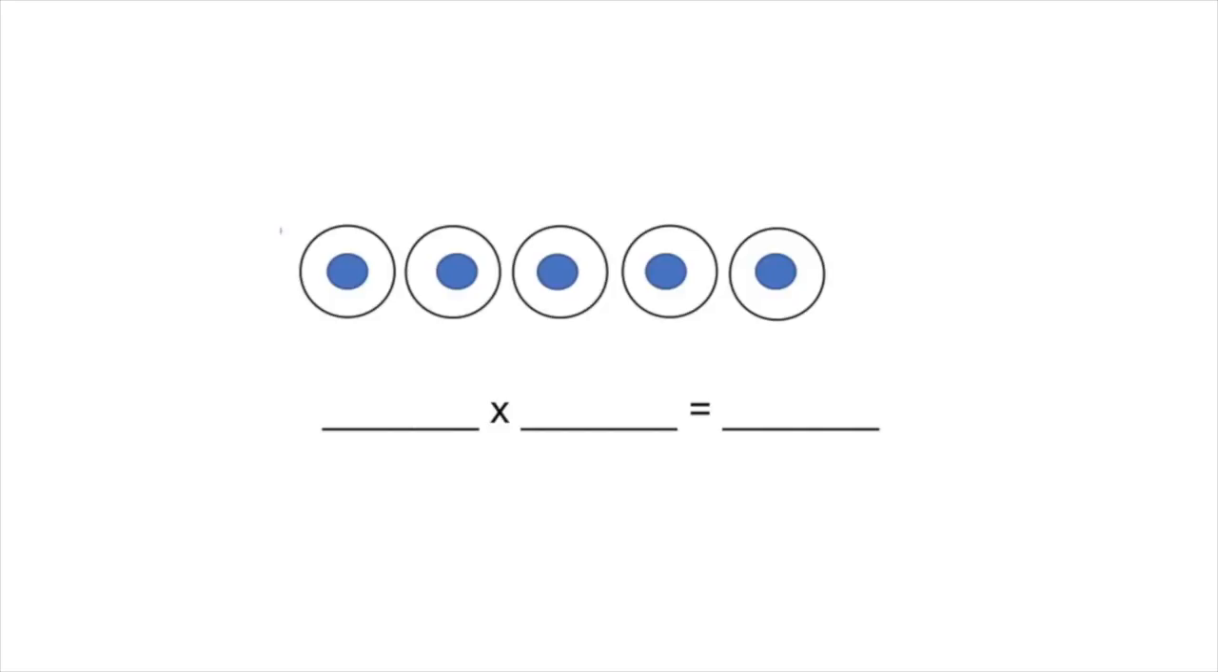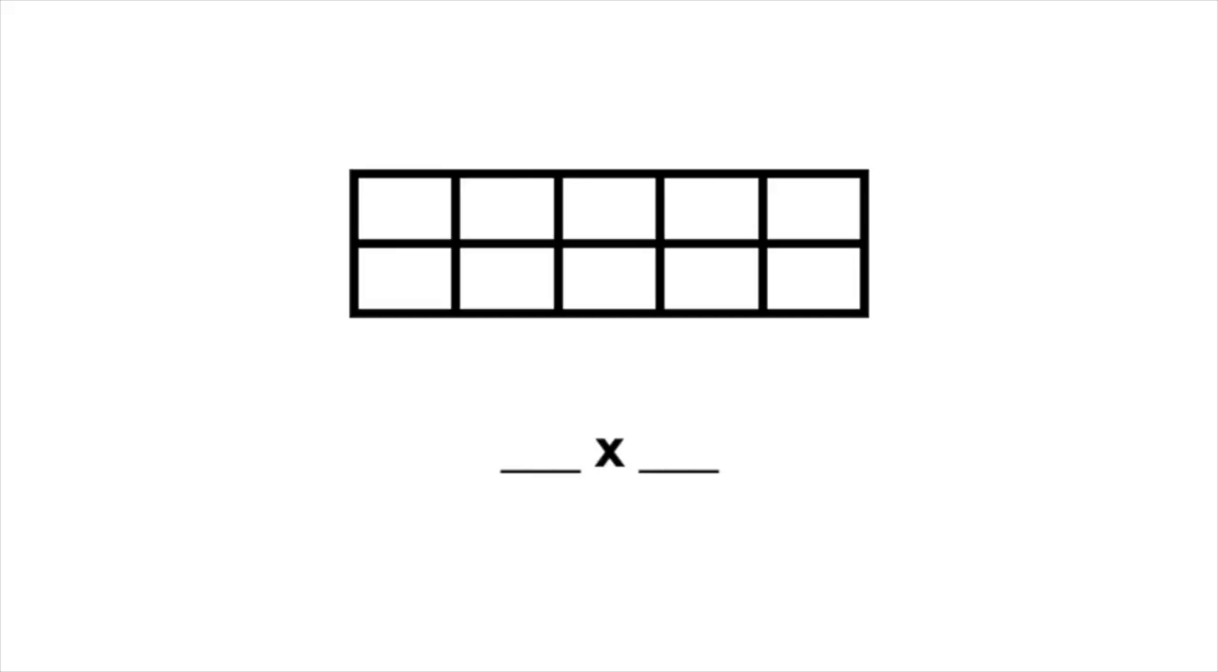Here you will see equal groups. We have 1, 2, 3, 4, 5 equal groups. Our first factor is 5. In each group, there's 1 counter. Our second factor is 1. 5 times 1. Count up all your counters. 1, 2, 3, 4, 5. Your product is 5. 5 times 1 equals 5.